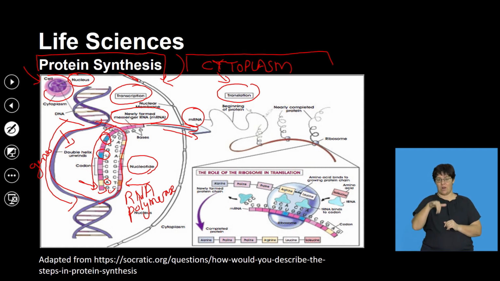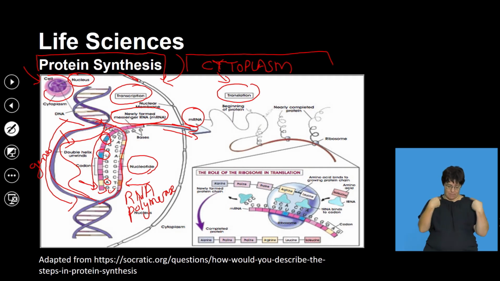I'm going to try and unpack that in the next slide. As that occurs, the entire gene is transcribed, and that gene then leaves the nucleus through the nuclear pore. The DNA then winds back into its structural form, and that process of transcription is complete.